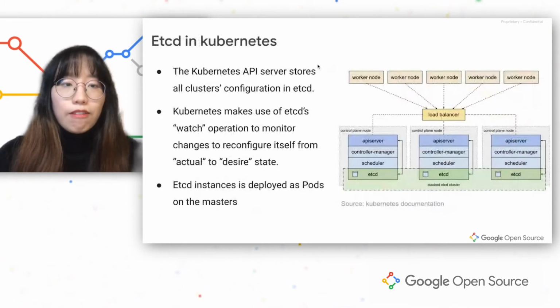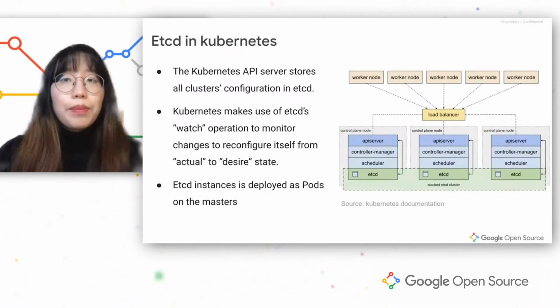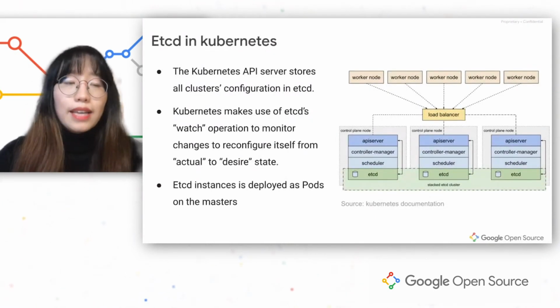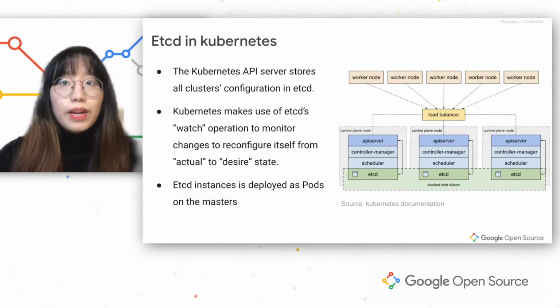Here, let's move into our second part, etcd in Kubernetes. etcd plays an important role not only as a backend data store, but also for service discovery. Kubernetes makes use of etcd's watch operation to asynchronously monitor changes to reconfigure itself from actual to desired states.